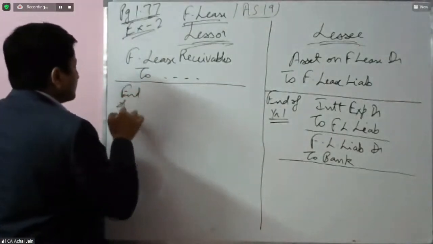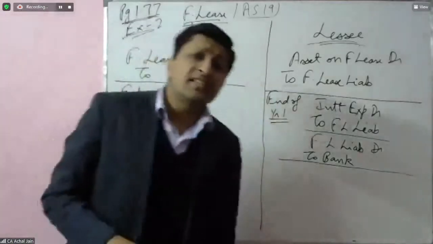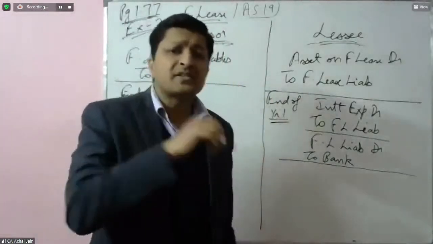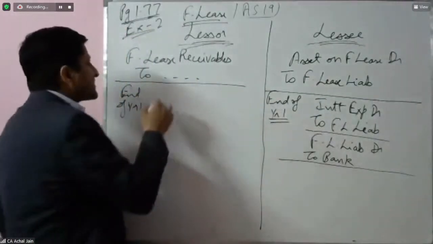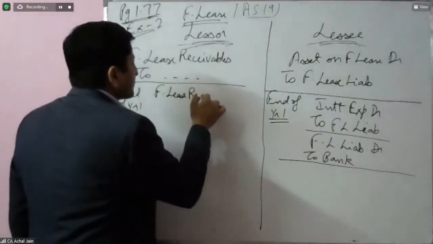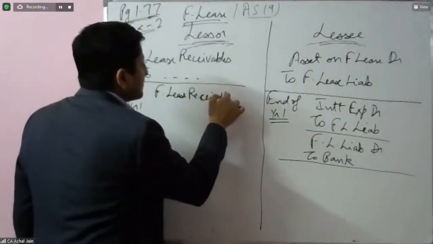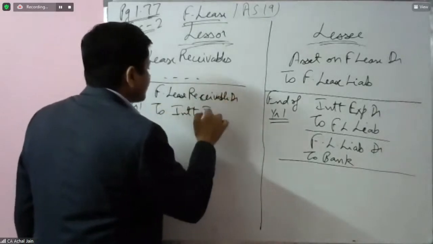End of year 1. This lease receivable which the lessor would have recorded would also be at present value. So what would the lessor do? The lessor will book interest income on this. The lessor will say this receivable is debit to interest income.